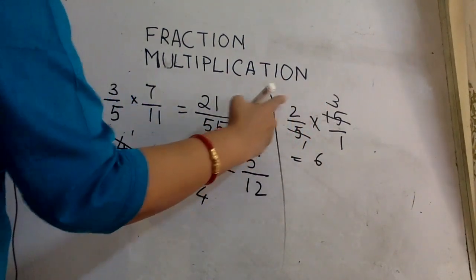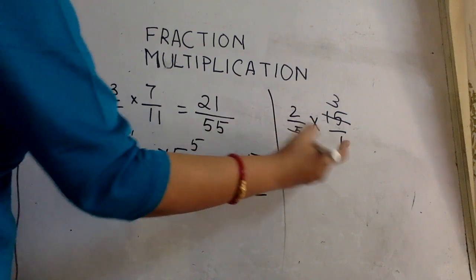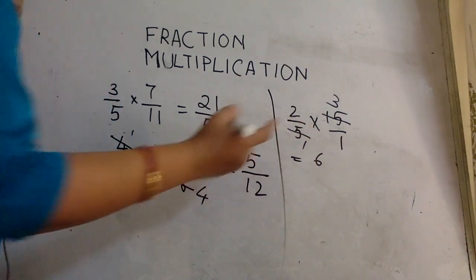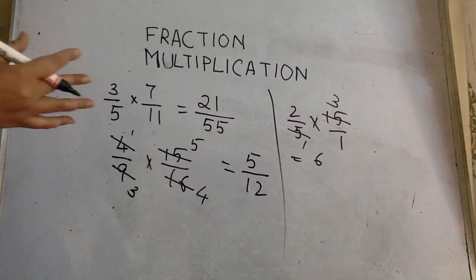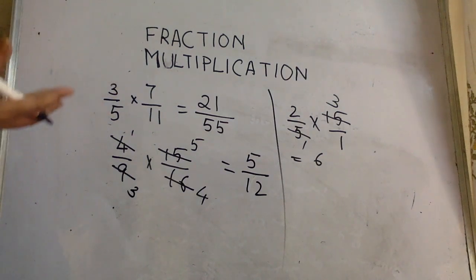Now I am going numerator with numerator multiplication. 1 into 1 is a 1. I am not writing it. If sometimes the denominator is a 1 only, we don't write it. We don't need to write it.